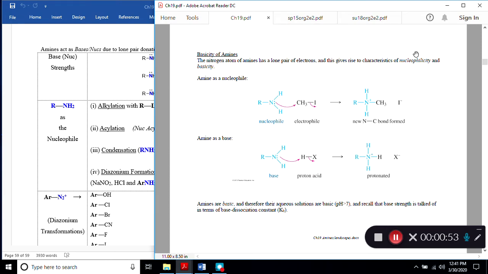So a base is a 2-electron donor. Specifically, 2 electrons donated to a hydrogen. 2 electrons donated to any other element makes it a nucleophile. So amines, because of the lone pair on the nitrogen, are bases and nucleophiles. Right? So you already know this.